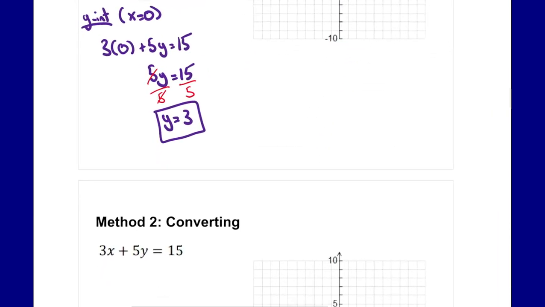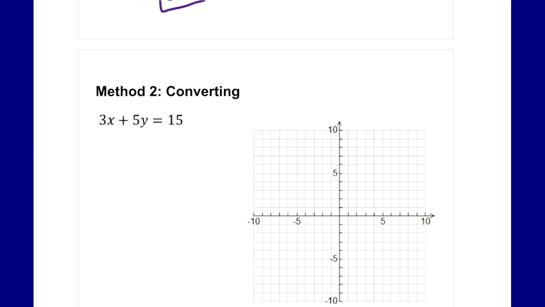The second method is converting. So what we would want in this case is to convert it to y equals mx plus b, and then we looked at how to graph these types of equations. Right? We spent a lot of time learning how to graph these equations in grade 9. We looked at that yesterday. So if I can get this equation to this form, hopefully I'll be able to graph it.